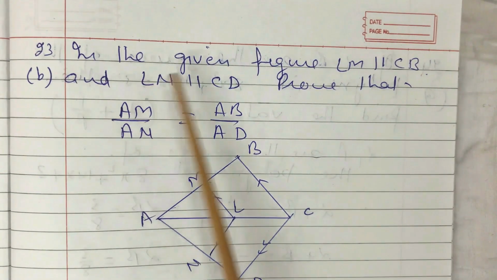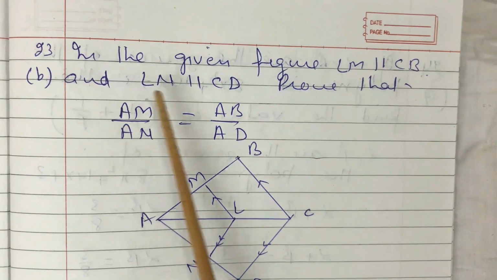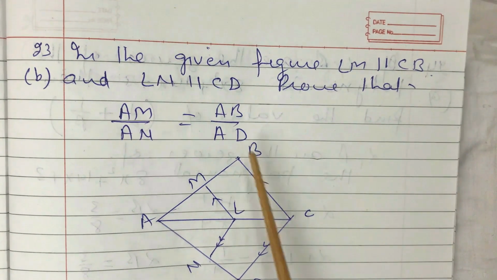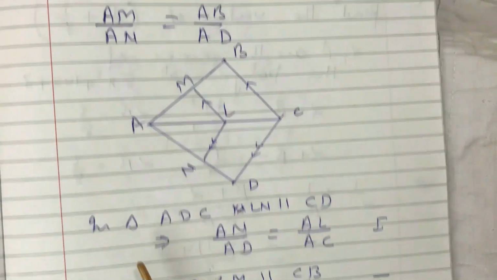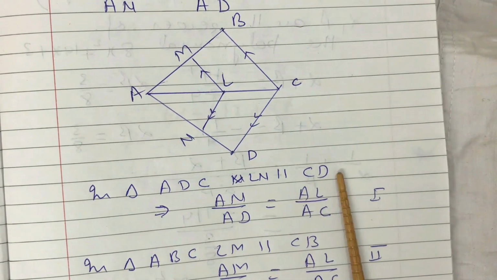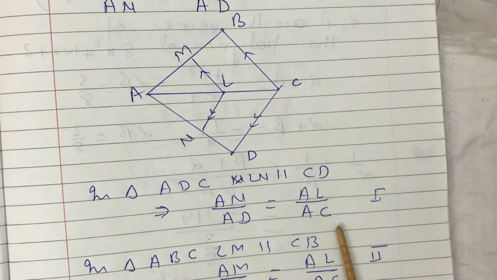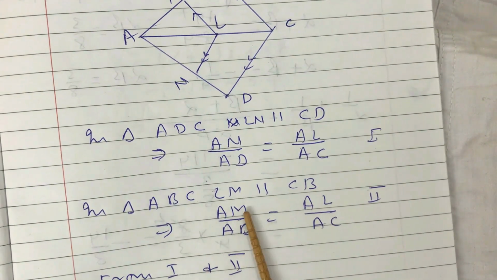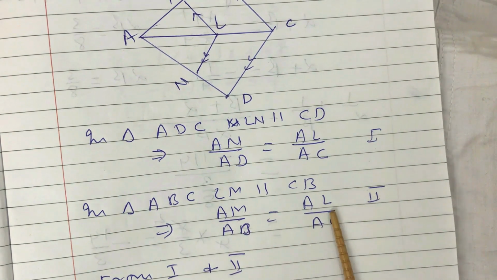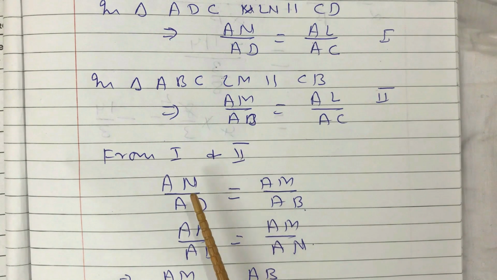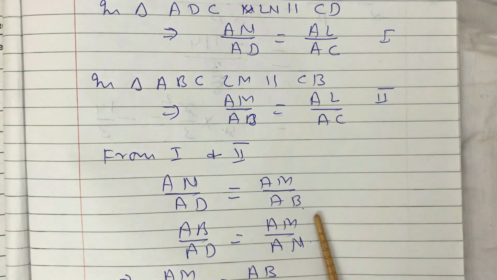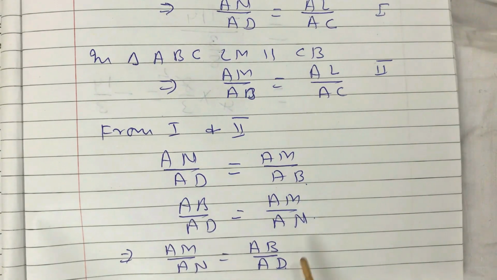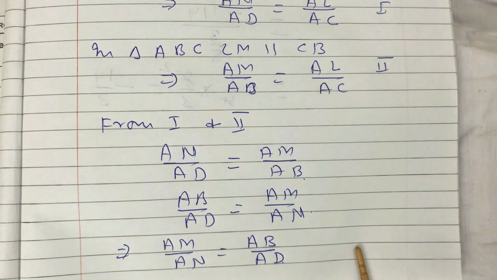23rd question, B part. In the given figure, LM is parallel to CB and LN is parallel to CD. Prove that AM upon AN is equal to AB upon AD. Now this figure is given to us. In triangle ADC, LN is parallel to CD, so AN by AD is equal to AL by AC. In triangle ABC, LM is parallel to CB, which implies AM by AB is equal to AL by AC. Now from 1 and 2, AN by AD is equal to AM by AB. You will have AB by AD is equal to AM by AN. So AM by AN is equal to AB by AD. That is the result we want to prove.